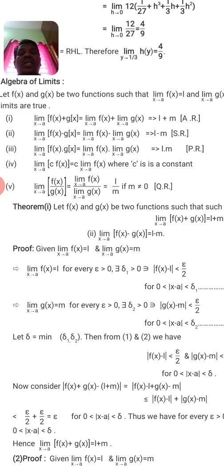The limit as x tends to a of f(x) into g(x) is equal to the limit as x tends to a of f(x) into the limit as x tends to a of g(x). It implies L into M, and is called the product rule. And the fourth one is the limit as x tends to a of c into f(x) is equal to c into the limit as x tends to a of f(x), where c is a constant. Fifth one is the limit as x tends to a of f(x) by g(x) is equal to the limit of f(x) by the limit of g(x), which is L by M, if M is not equal to 0. This is called the quotient rule.